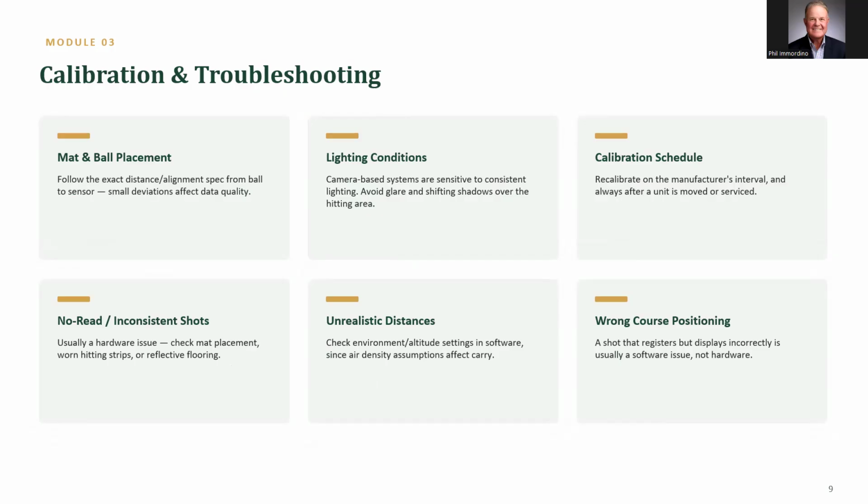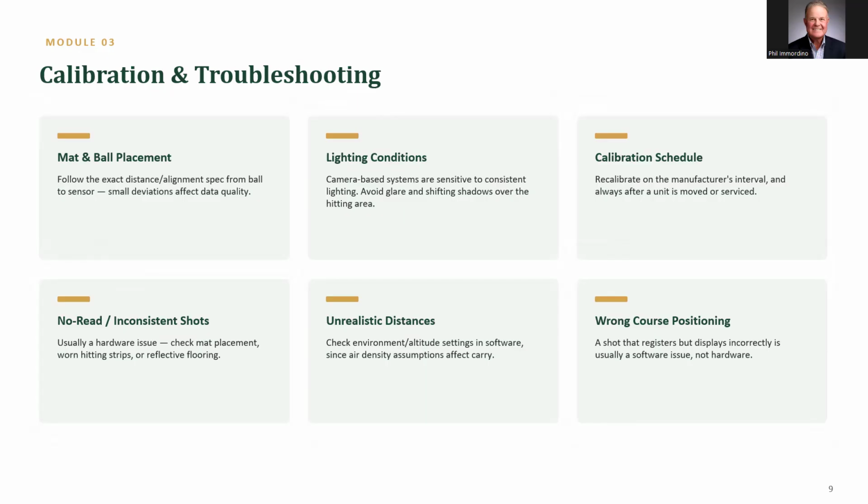Now let's talk calibration and troubleshooting. Mat and ball placement matters more than people expect. Follow the exact distance and alignment spec from the ball to the sensor, because even small deviations can affect data quality. Lighting conditions matter too, especially for camera based systems, which are sensitive to consistent lighting. Avoid glare and shifting shadows across the hitting area, stick to the manufacturer's recalibration schedule, and always recalibrate any time a unit is moved or serviced.